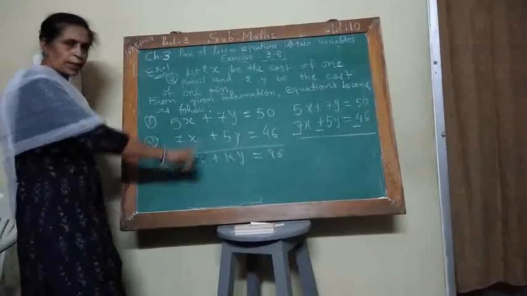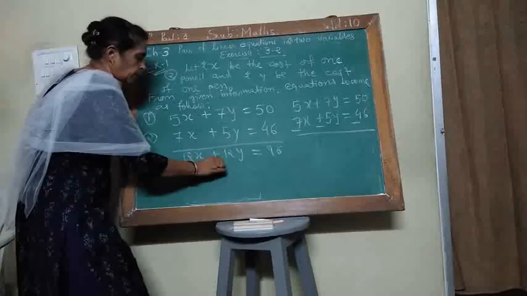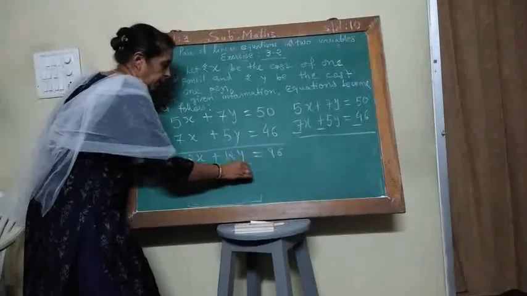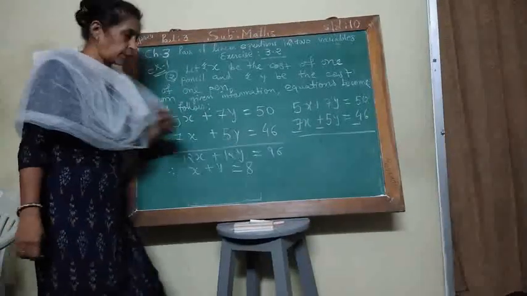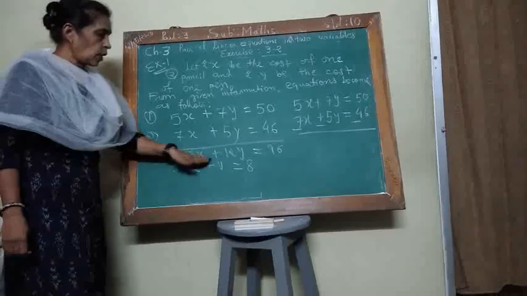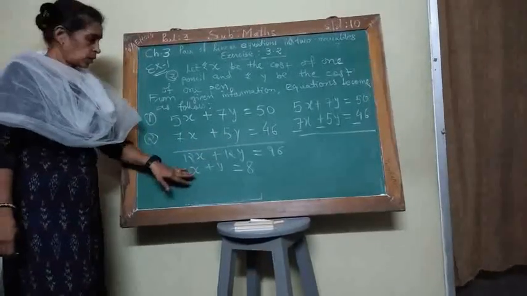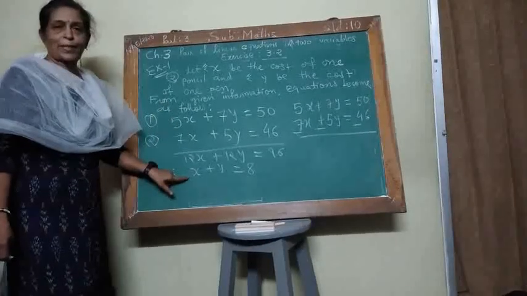And all these terms are divisible by 12, so divide all the terms by 12. 12 is 96. Don't forget to divide 96 by 12. Clear? Otherwise it will be wrong. So divide all the terms by 12, and you get a very simple equation.